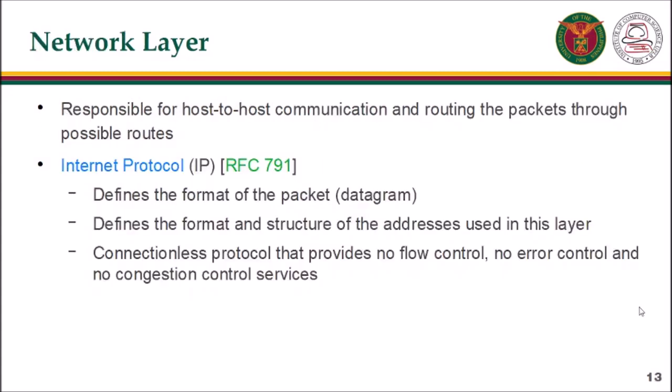The network layer is responsible for host-to-host communication and routing the packets through possible routes. The main protocol here is the Internet Protocol or IP. IP defines the format of the packet. It also defines the format and structure of the addresses used in this layer. However, it's a connectionless protocol that provides no flow control, no error control, and no congestion control services.